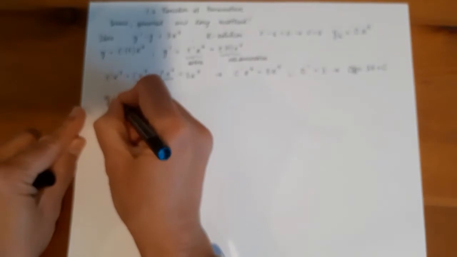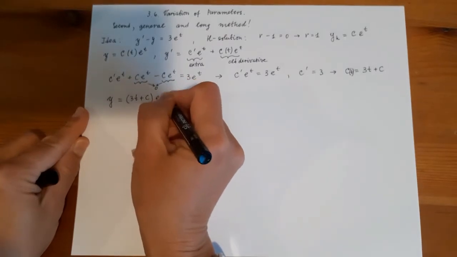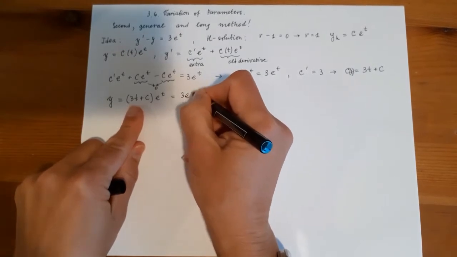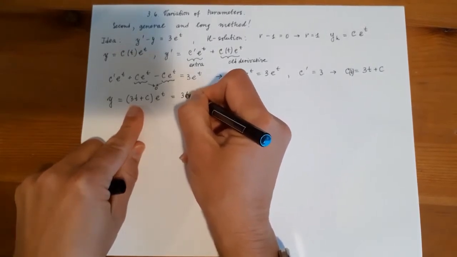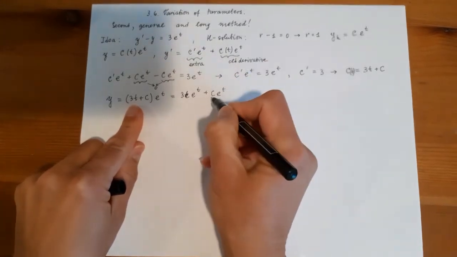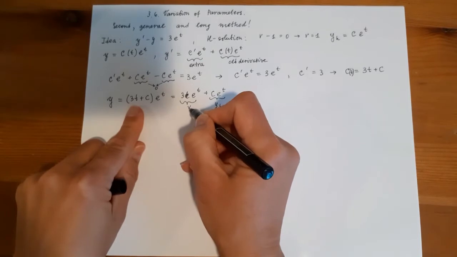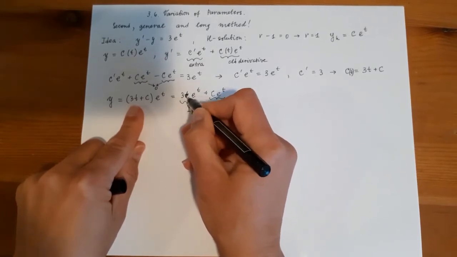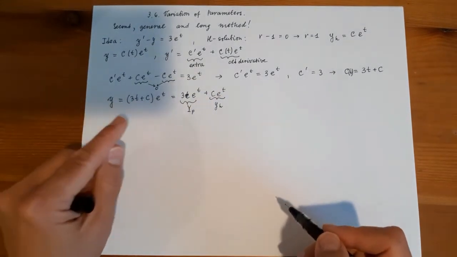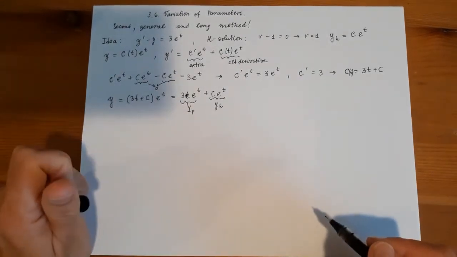Now my solution is going to look, if I plug back my c of t as 3t plus c, times e to the power of t. And if I multiply it by e to the power of t, I'm going to have 3t e to the power of t plus c e to the power of t. And we recognize here our homogeneous solution. And this one can work as our particular solution. And you see that in our particular solution, we actually do multiply by t, and that's going to just give us an extra coefficient. Well, we're going to apply the same method of variation of parameters to a second order equation.